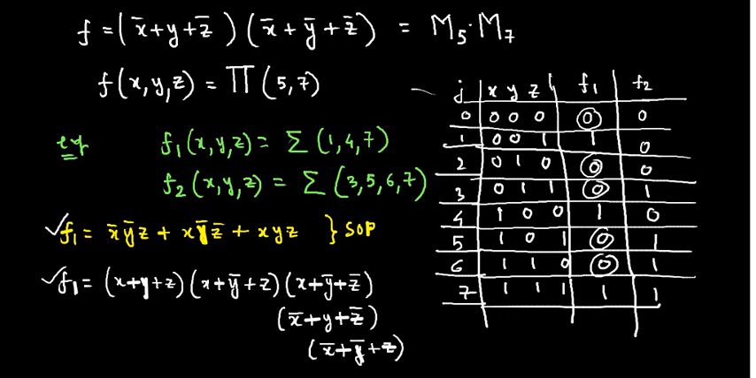Alright, so let's stop. So this is a min term form SOP and this is max term form, product of sums. The homework is to prove this. Prove these are equal.